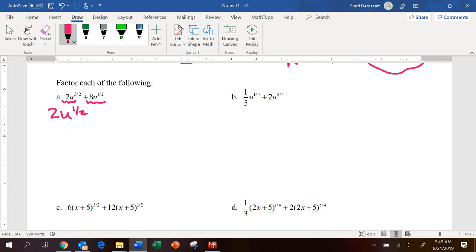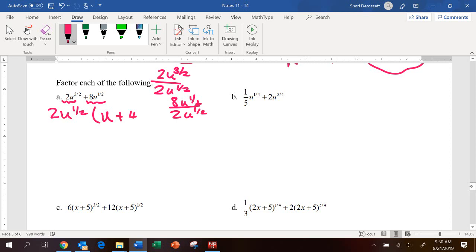2u to the 1 half, great. And so now I have to divide. I've got 2u to the 3 halves divided by 2u to the 1 half. So the 2's are going to cancel. What do I do if my bases are alike and I'm dividing? Subtract, so it's going to be u to the first, so I'm just going to put u. Then I have 8u to the 1 half. Hopefully you get to where you don't have to write this, but just at the beginning I like to write it. So what is 8u to the 1 half divided by 2u to the 1 half?